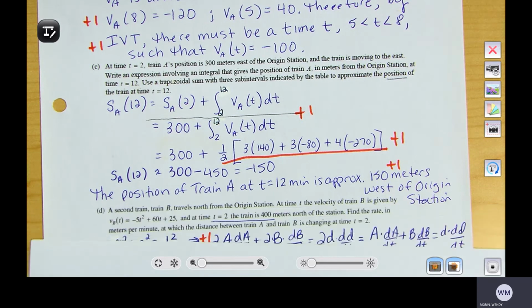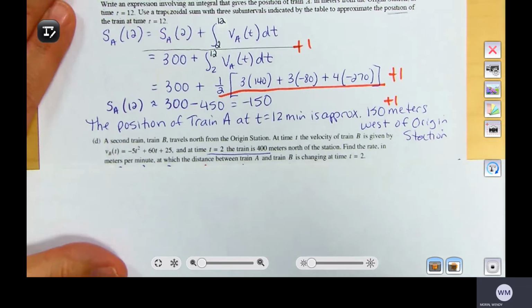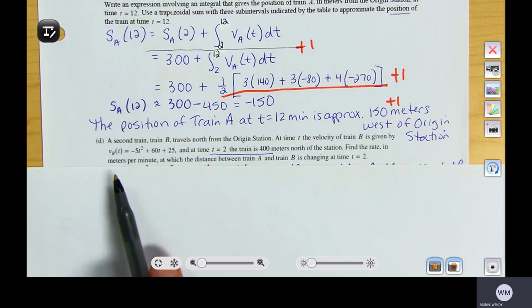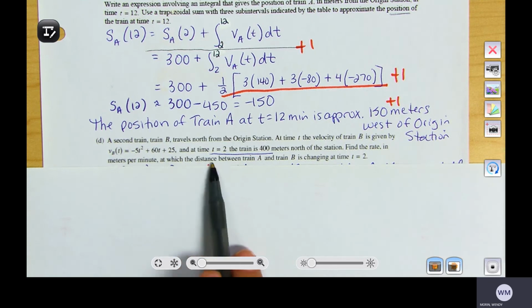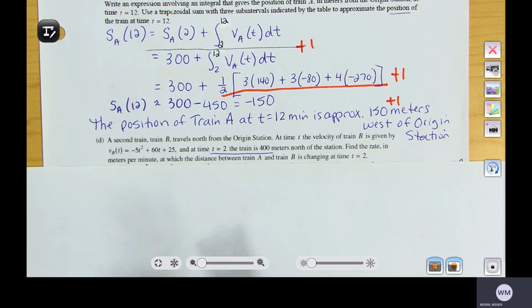Okay, and then let's take a look at the last one, which again is probably not one of your favorites. You've got a second train traveling north. So you have one traveling east and you have one traveling north. North and east are perpendicular. So therefore we have a right triangle. Find the rate in meters per minute at which the distance between train A and train B is changing at time t equals 2.